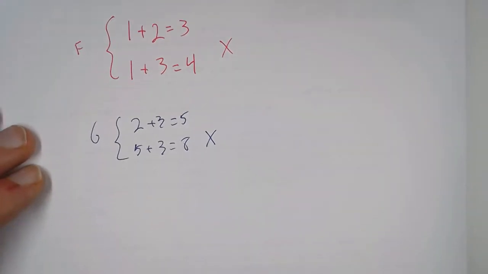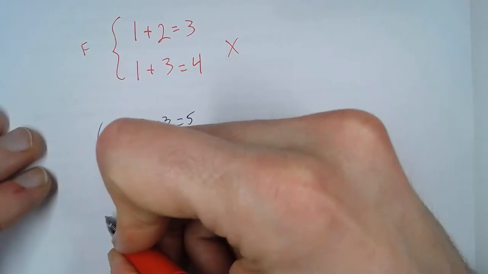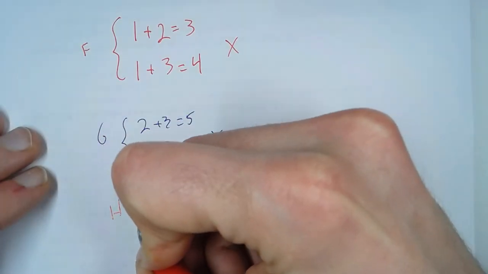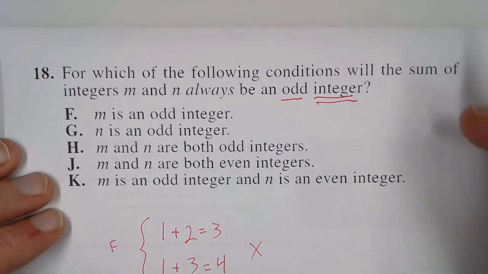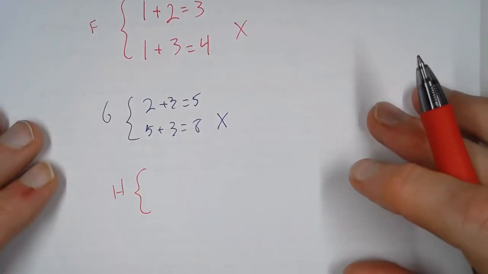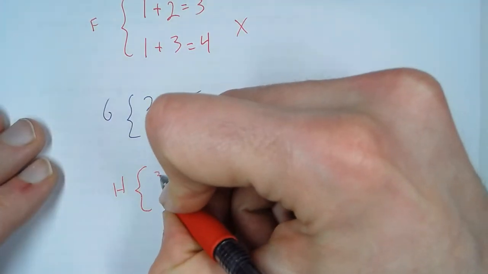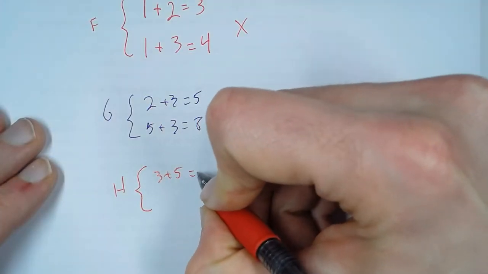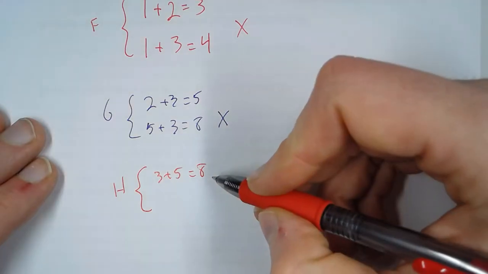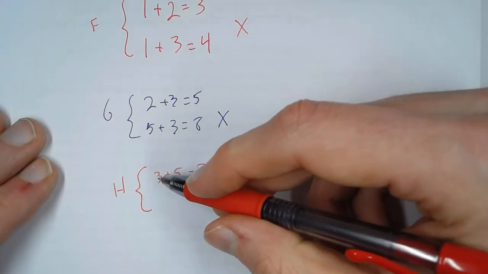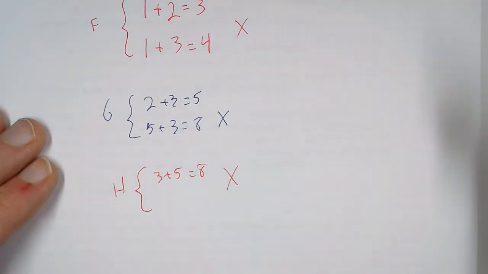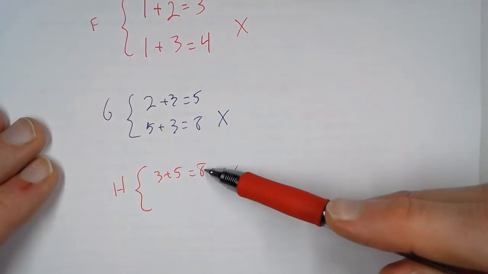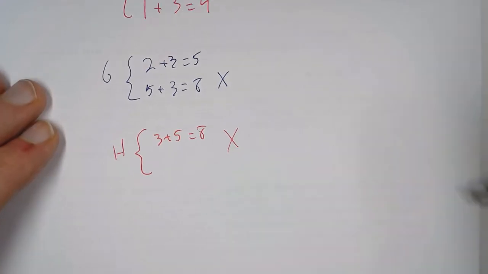So I'm just going to keep working through all the different possibilities to see which one this works for. Letter H, m and n are both odd integers. All right, so let's try 3 plus 5 equals 8. Well, I don't have to go any further than that. I've got odds, and it gave me an even number. I should be getting odd answers every single time.